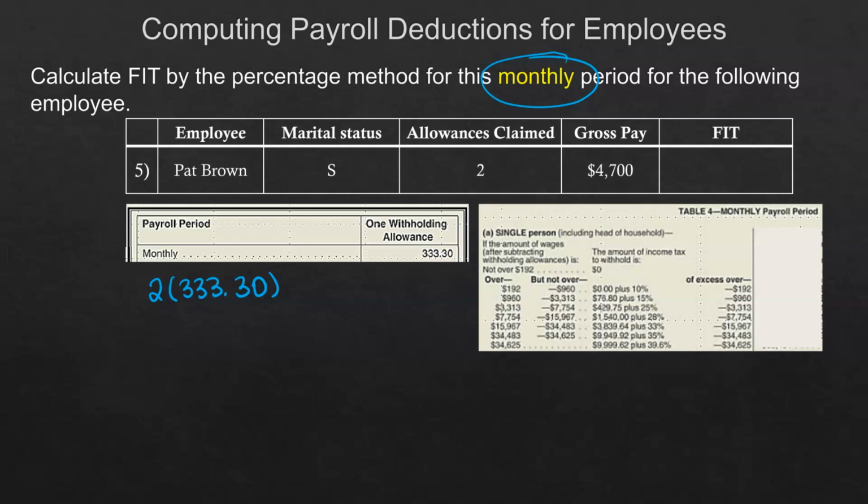I've kind of parceled these out for you, so you already see what's going to happen there. It's going to be $666.60 that we're going to subtract from the $4,700, and then that is $4,033.40. And that amount is the taxable wages for the FIT. We only do this for figuring federal income tax, okay?